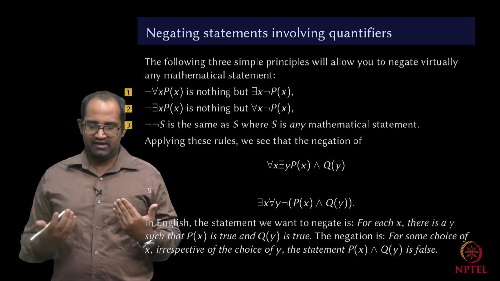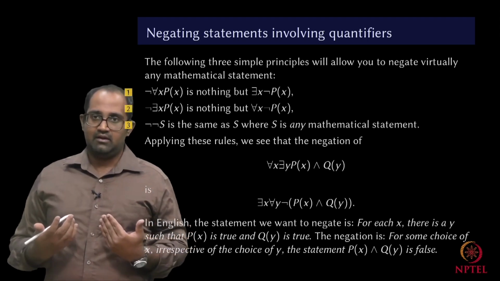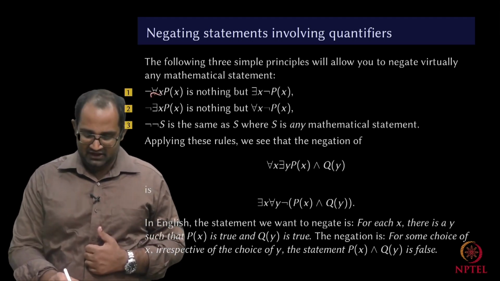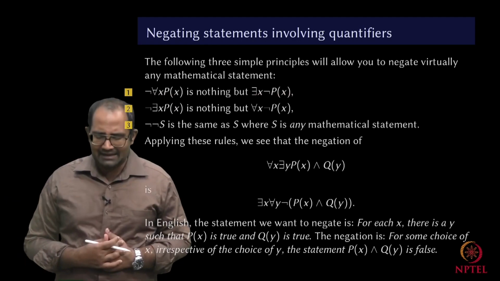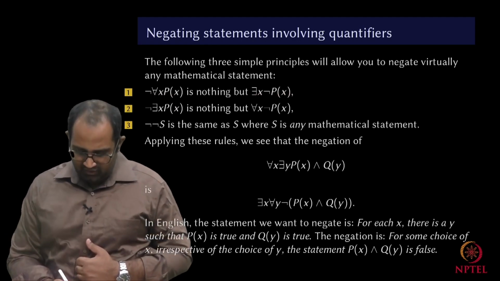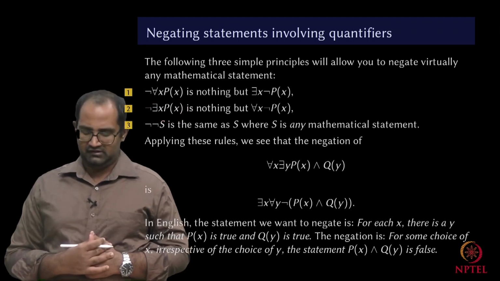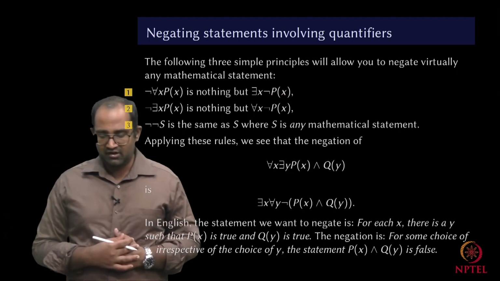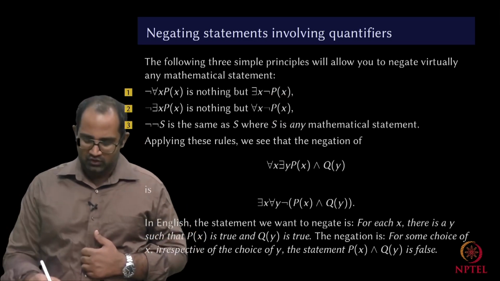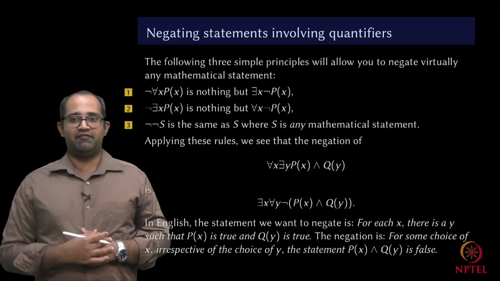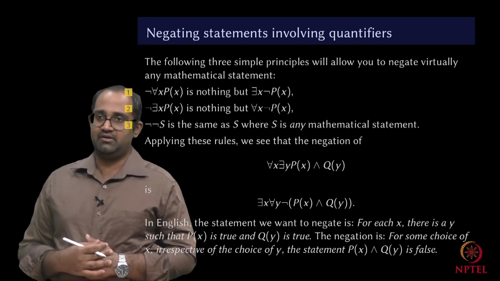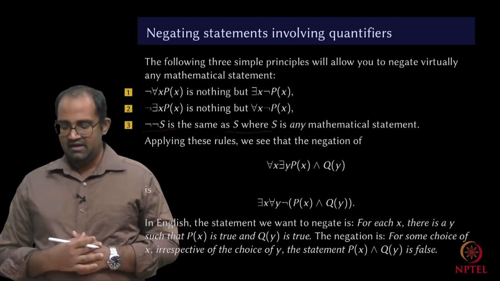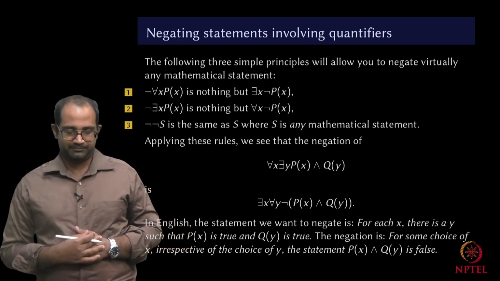Think about what both statements are trying to assert in the lines of what I explained, and it will be crystal clear to you why the negation of this is this. In an exactly analogous way, the negation of the statement for some x P of x is for all x negation P of x. The reason why this is true is exactly analogous to the reason why the first is true. Finally, double negation gets you back where you started. So, double negation of S is the same as S, where S is any mathematical statement.